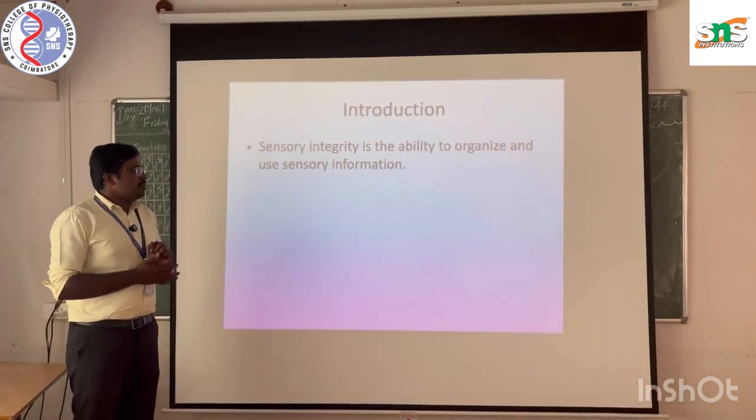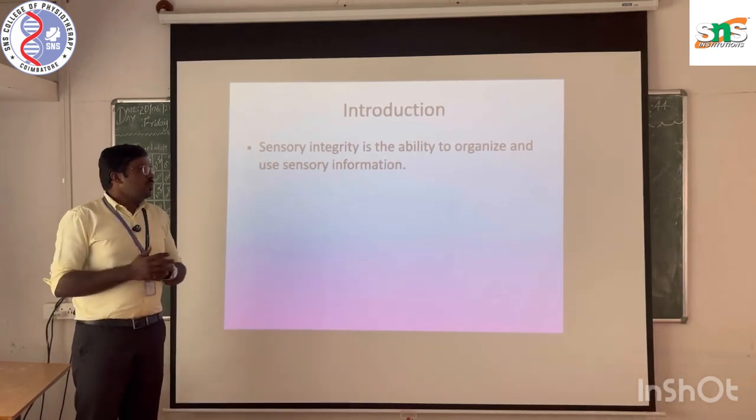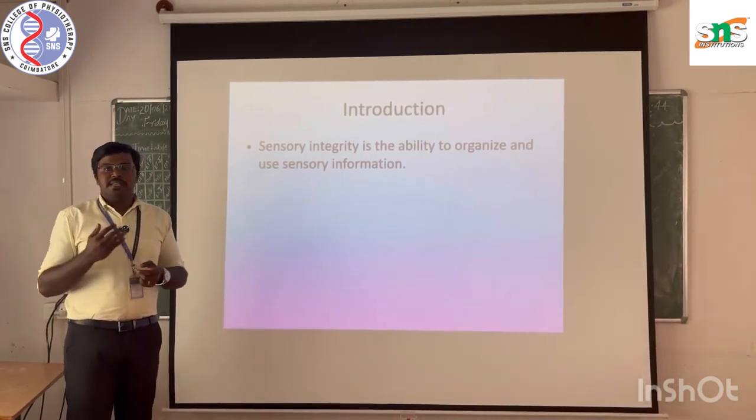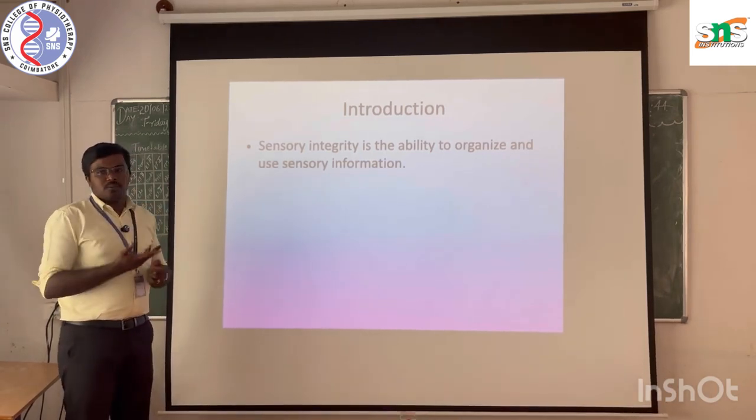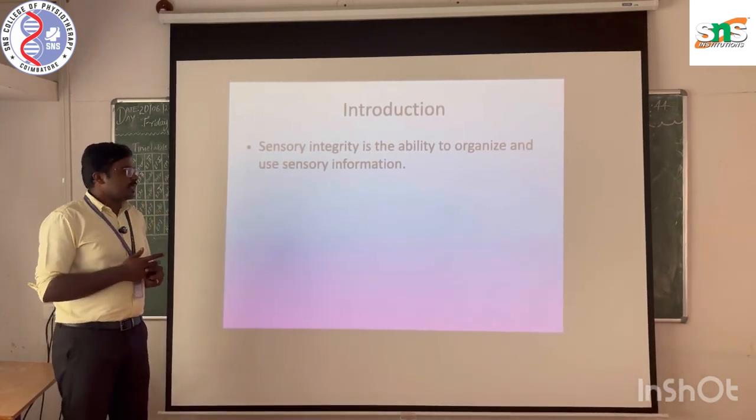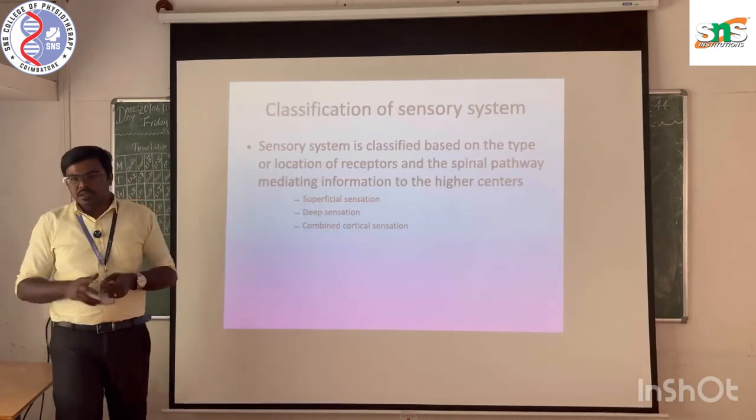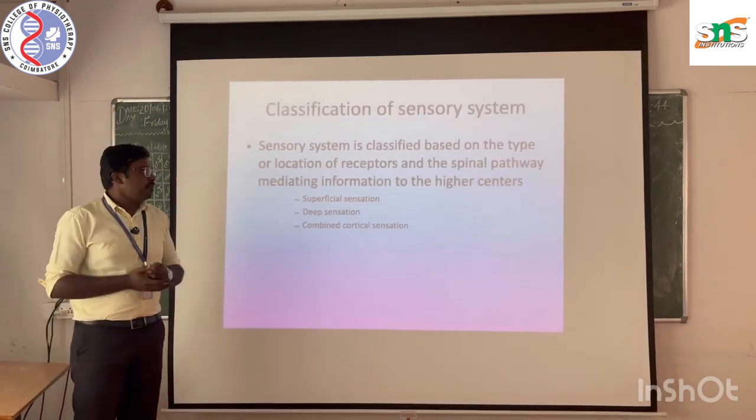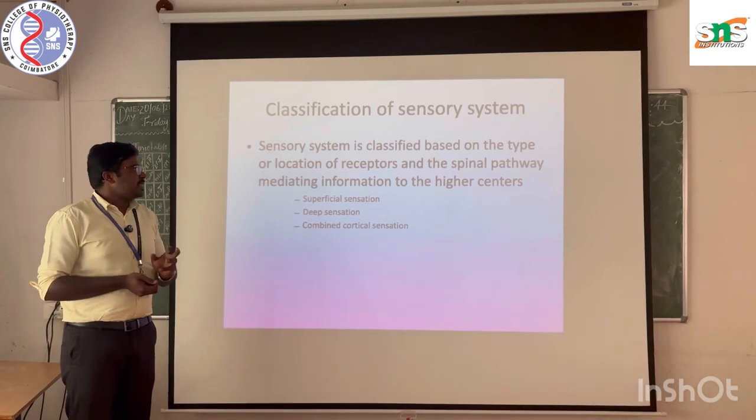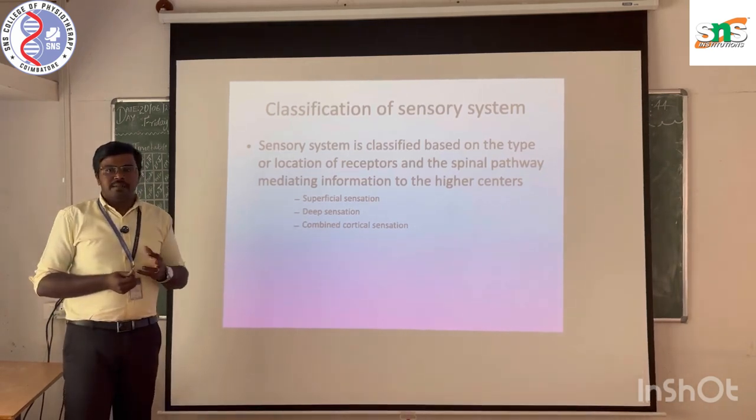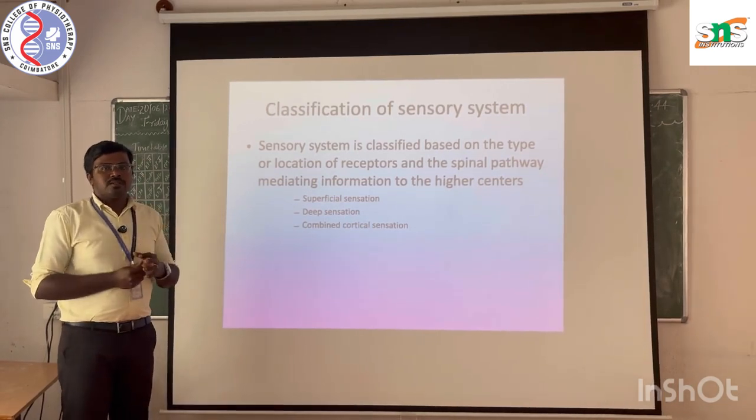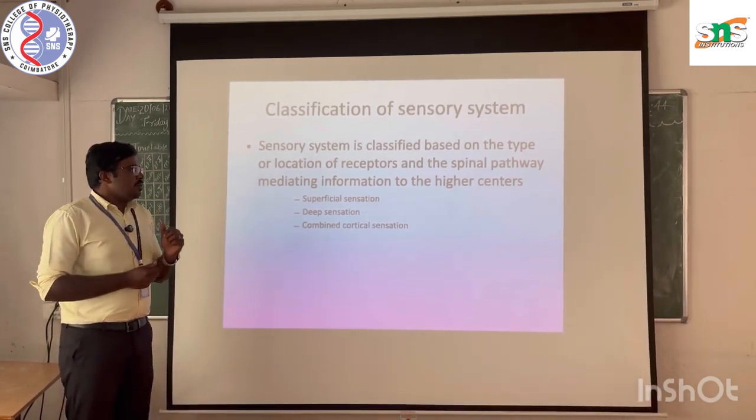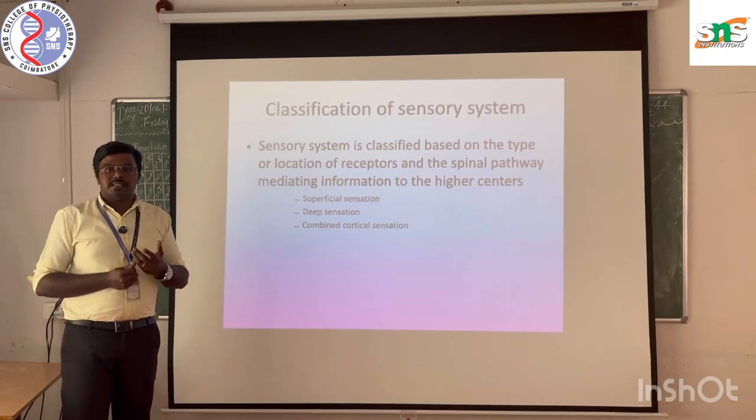The sensory system is an ability to organize and use any sensory information to inform the brain. So that is the sensory system. Classification of the sensory system: it is classified based on the types or location of the receptors present in the body, and also the spinal pathway that informs the higher centers, that is the brain.